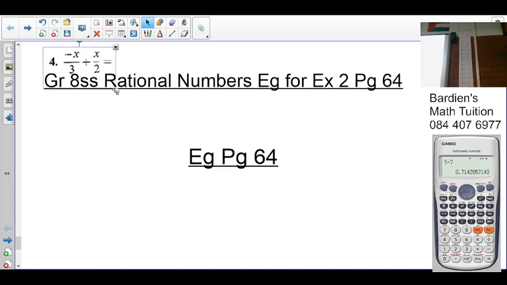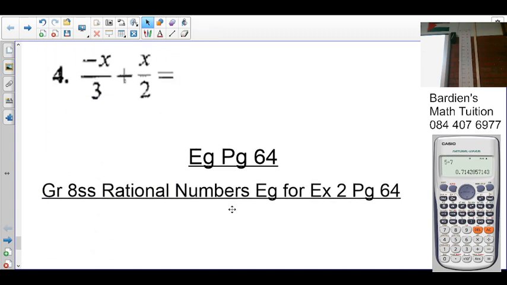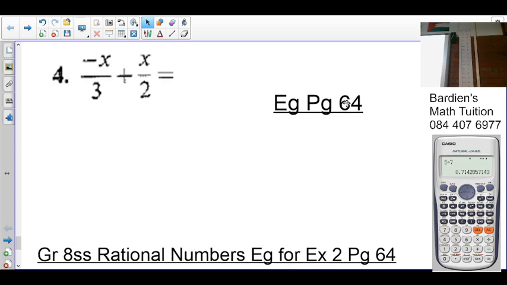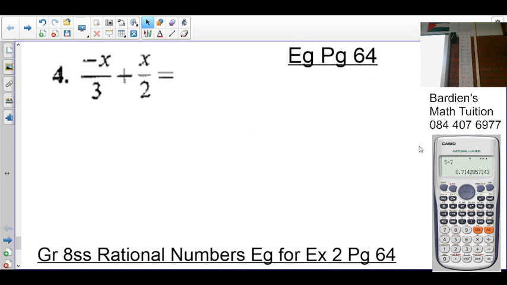Number 4. Okay, so we're going to move a bit slower now. We've got negative x over 3 plus x over 2. Write the sum down. Then you write down what the LCM is. What do you think the LCM will be?